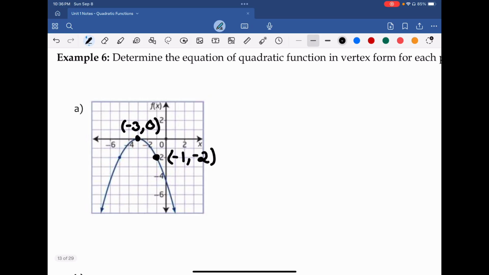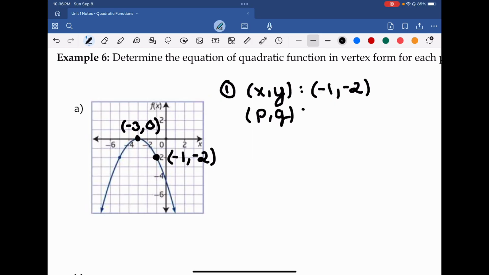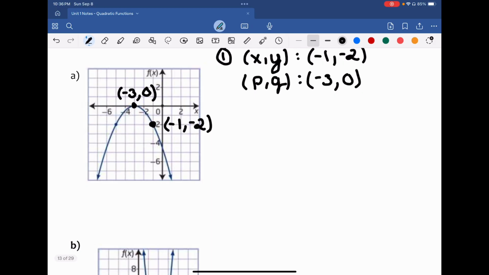Now, to be more specific, as we look at step 1 here, I'm going to write the following in. We have an xy, or a specific point, which is at -1 and -2. We have our vertex of p and q, which is at a specific point of -3 and 0. Now we can start off our step number 2, which is let's solve for a.